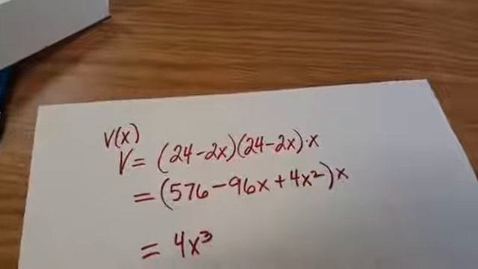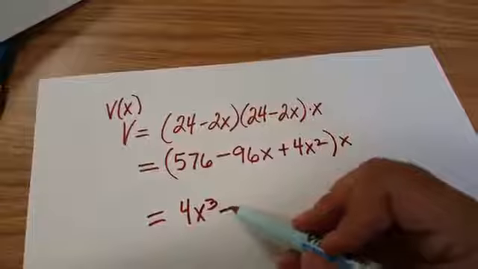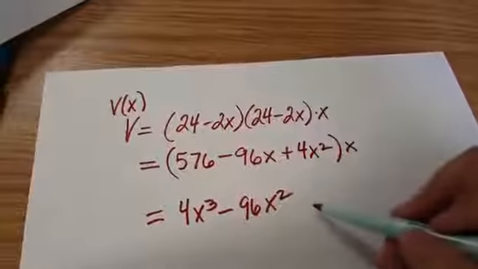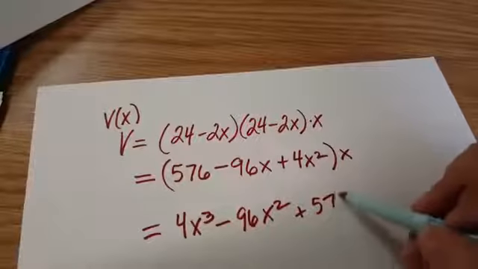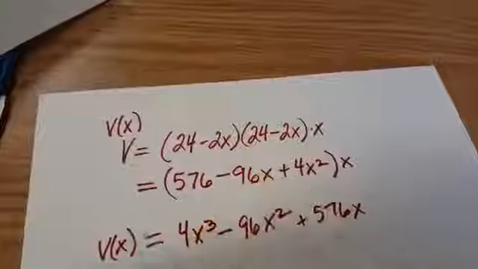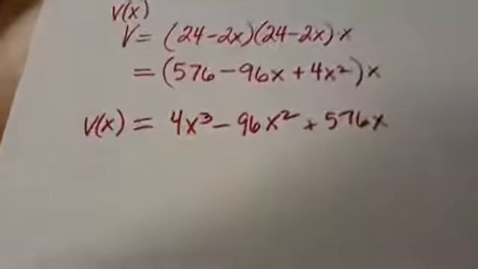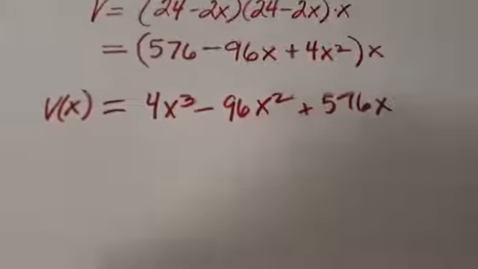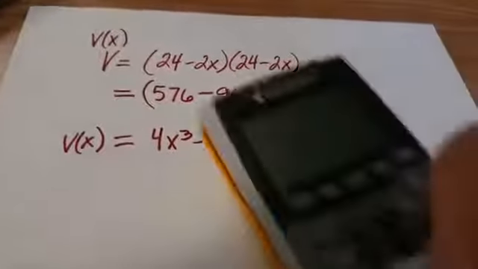4X cubed minus 96X squared plus 576X. And that is my function, all simplified, or multiplied out really. That's what's going to go in my graphing calculator. So now let's go there.